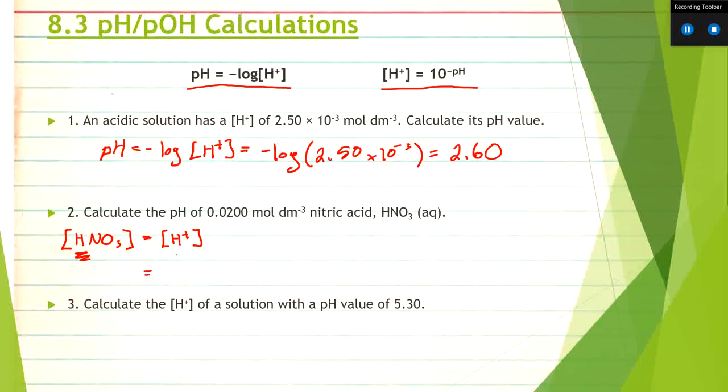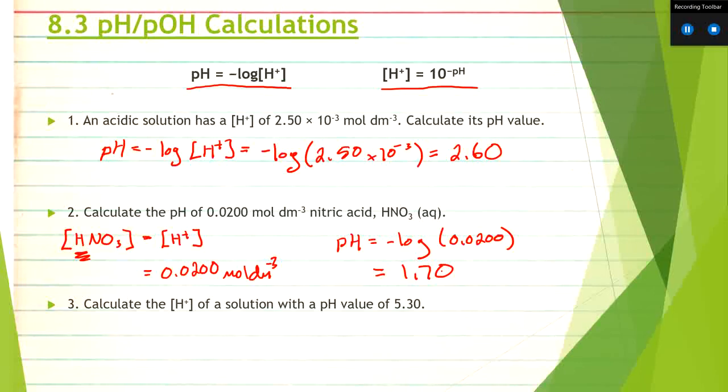But in this case it is equal. So our concentration of hydrogen is equal to 0.0200 mole per decimeter cubed. Now we're just filling that into pH again: minus the log of 0.0200, and we get a pH of 1.70.